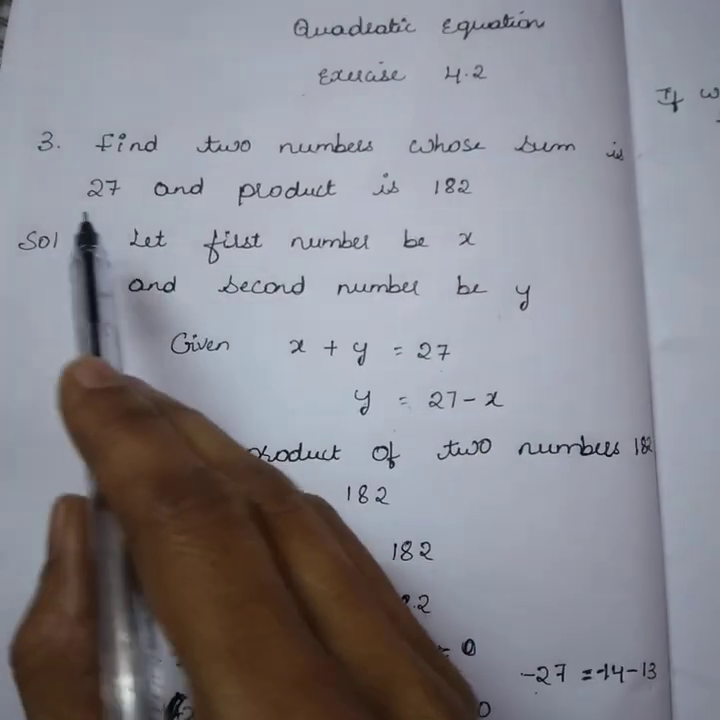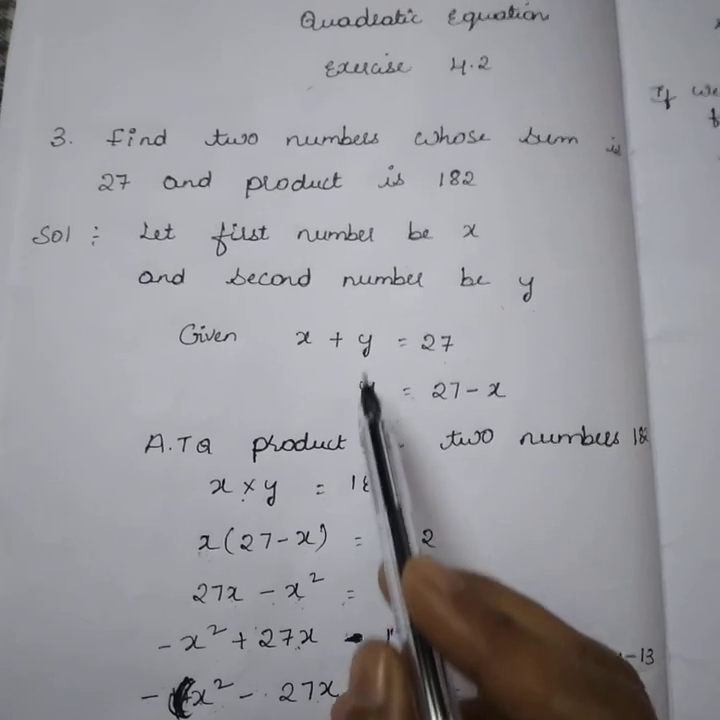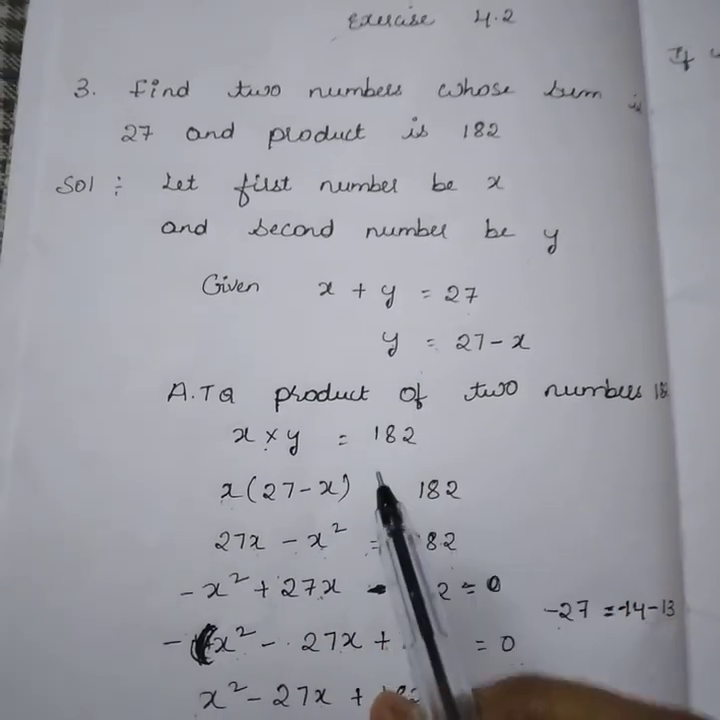Given that the sum of the two numbers is 27. So x plus y is equal to 27. So I can write y is equal to 27 minus x. So we got the value of y.